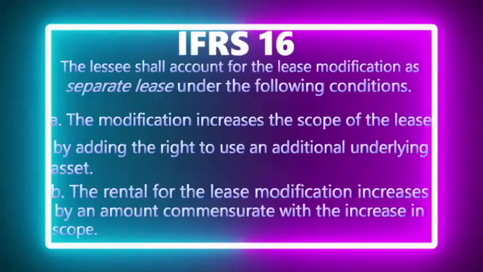Lease modification, specifically increase in scope. So according to IFRS 16, paragraph 44, the lessee shall account for the lease modification as a separate lease under the following conditions. A. The modification increases the scope of the lease by adding the right to use an additional underlying asset. And the other one is the rental for the lease modification increases by an amount commensurate with the increase in scope and equivalent to the current market rental.